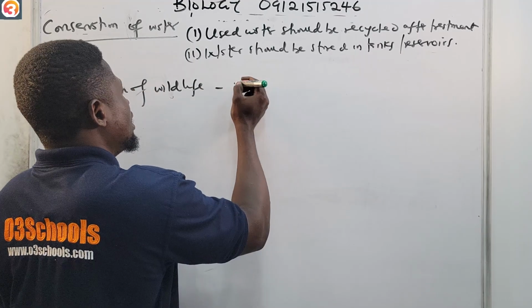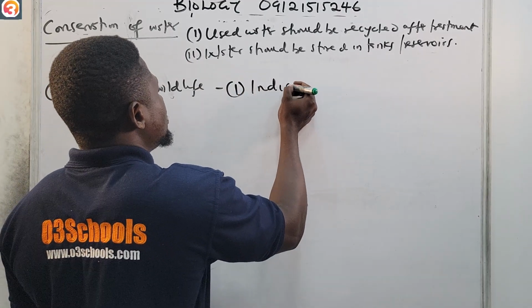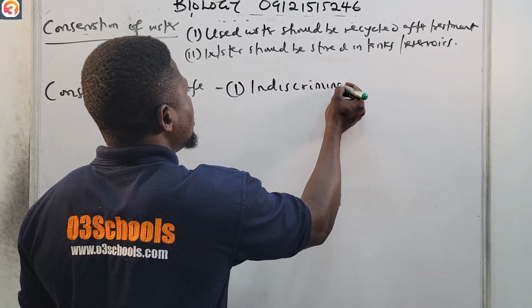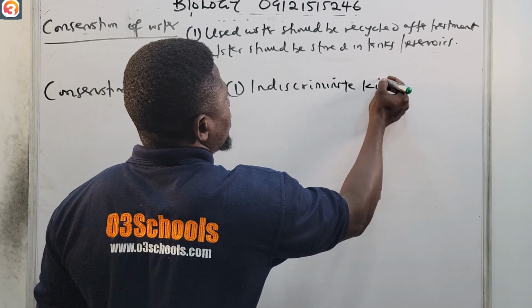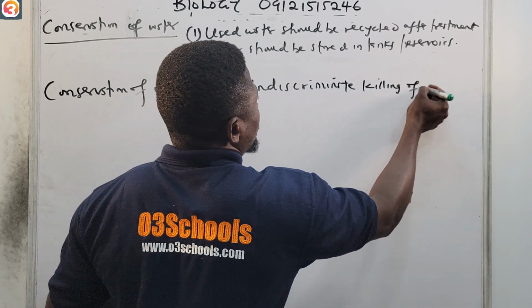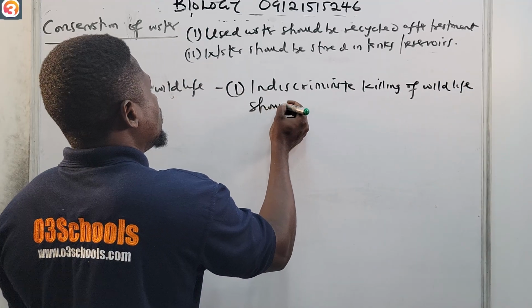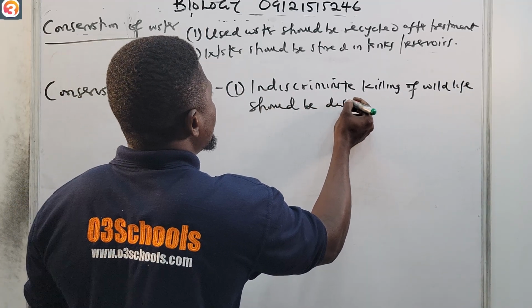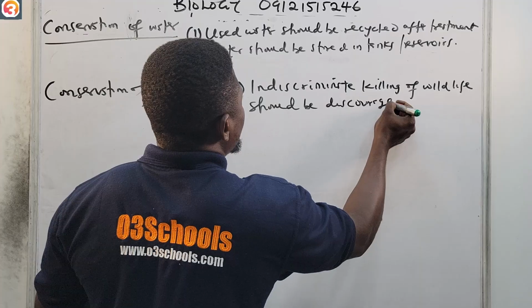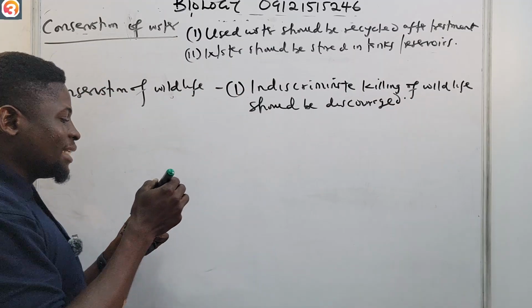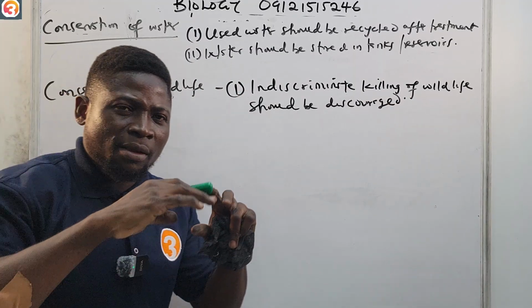So number one, indiscriminate killing of wildlife should be discouraged. And also the habitat of all this wildlife should be preserved.